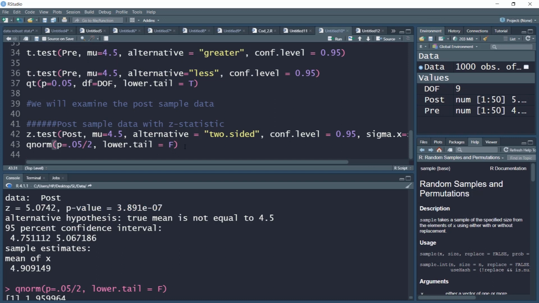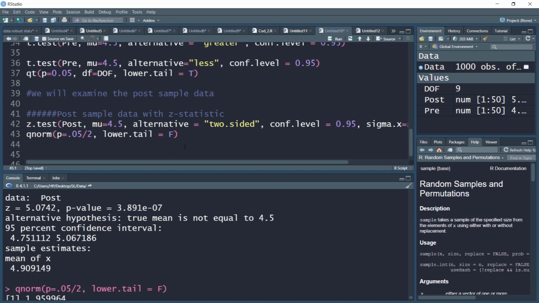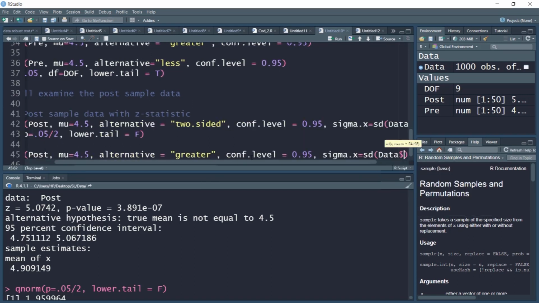Now let's conduct a single side test, which is a Z-test on the positive side, that the mean is more than 4.5. For that, again we'll supply the sample post. We'll put the mu value equal to 4.5, and the alternative this time is greater. That means we are checking whether the population mean is more than 4.5 or not. Again we'll supply the confidence level as 0.95, and we'll supply the sigma.x argument, which is the standard deviation of our population, which is data$post.